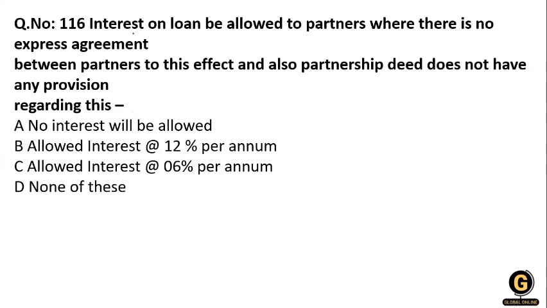You know that for interest on a loan from a partner where there is no express agreement between the partners, and the partnership deed does not have any provision, in that case they have to allow interest at 6% per annum. This is the 6% per annum. So C is the right answer.